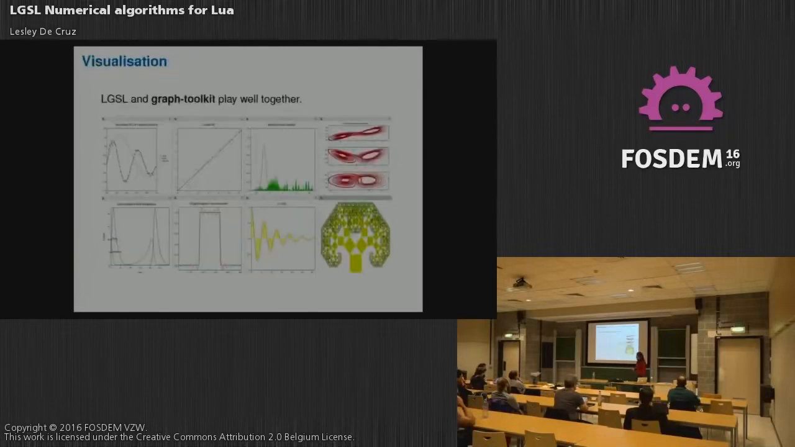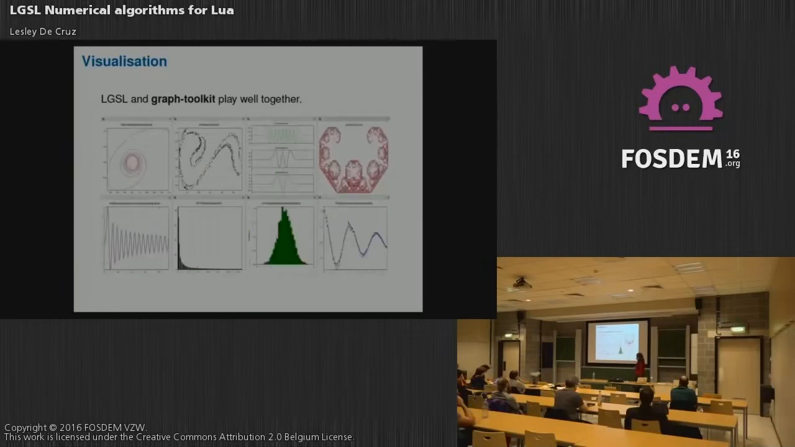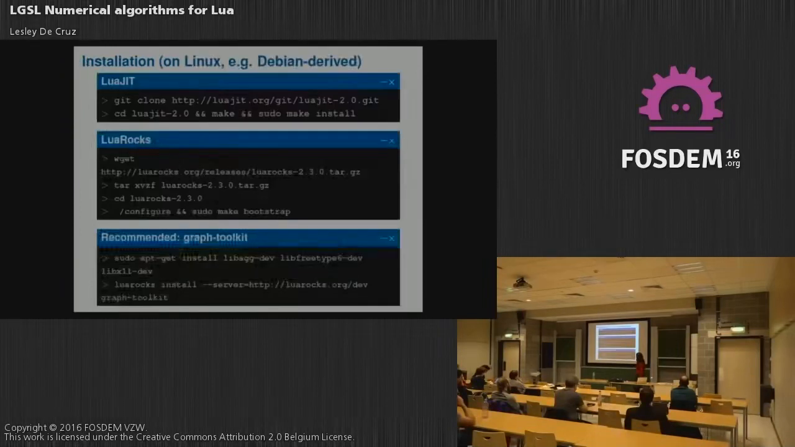So I can't run the demo here, but fortunately I have exported some of the images. If you want to visualize your adventures with Lgsl, I recommend Graph Toolkit, which also started as a component of GSL shell. And the two play very nicely together. So here are some examples of visualizations of the features: linear fitting, Fourier transforms, ODEs, and so on. And here are even more examples. So I would encourage you all to try it out.